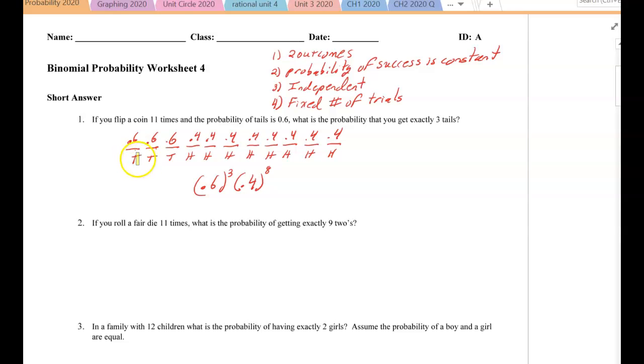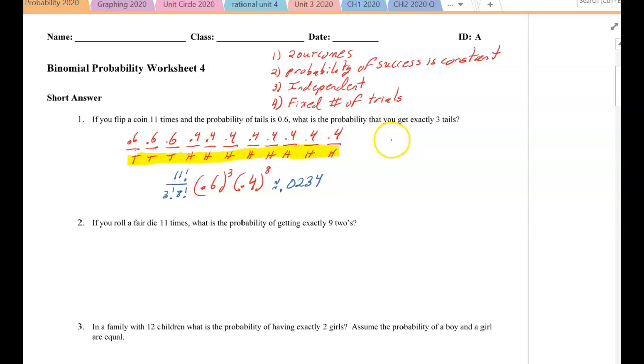So what's missing? If you look at what I just highlighted, we're assuming there that the tails were all first. But maybe the tails were at the end. Or maybe it was tails, heads, etc. With just 3 tails. So how many ways can you rearrange those letters? This goes back to the previous unit of distinguishable permutations. So you have 11 letters. So 11 factorial over 3 factorial, 8 factorial. If you type that into your calculator, you will get the correct answer of around 0.0234.